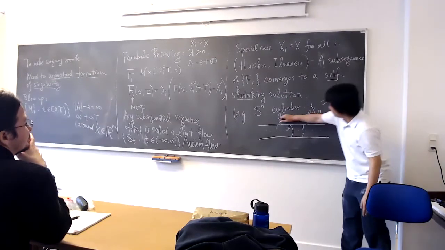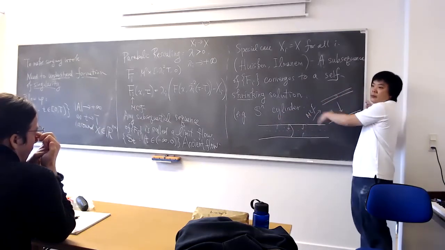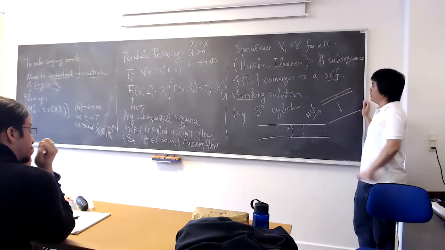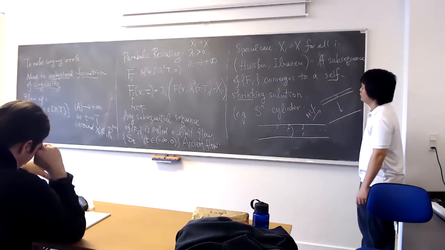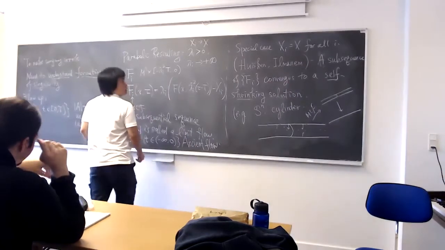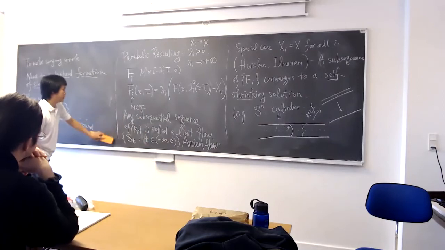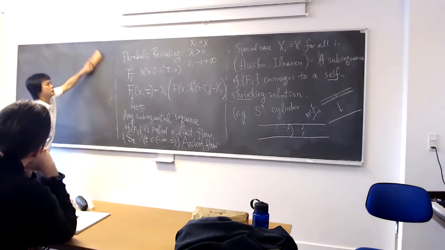You can recover this cylinder from this one by multiplying by a fixed number. So this point might be sent to some point here, but it doesn't matter. The total shape is given in a shrinking way by a rescaling constant. So this is what we call the self-shrinking solution. And I think I can draw some pictures about this self-shrinking solution, just to give you some examples.